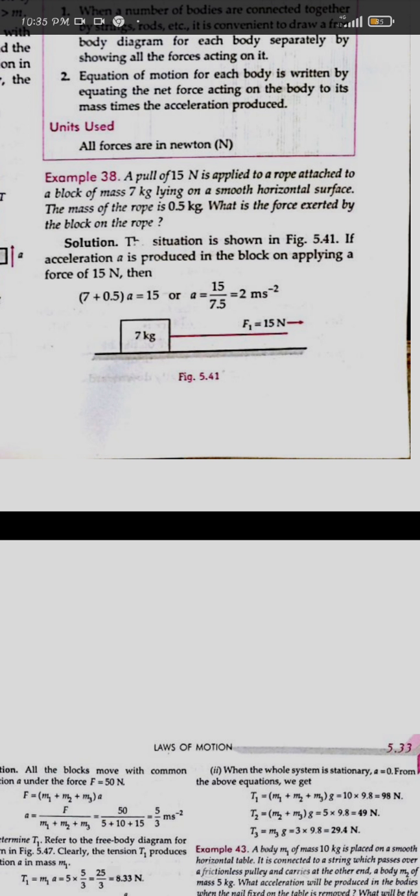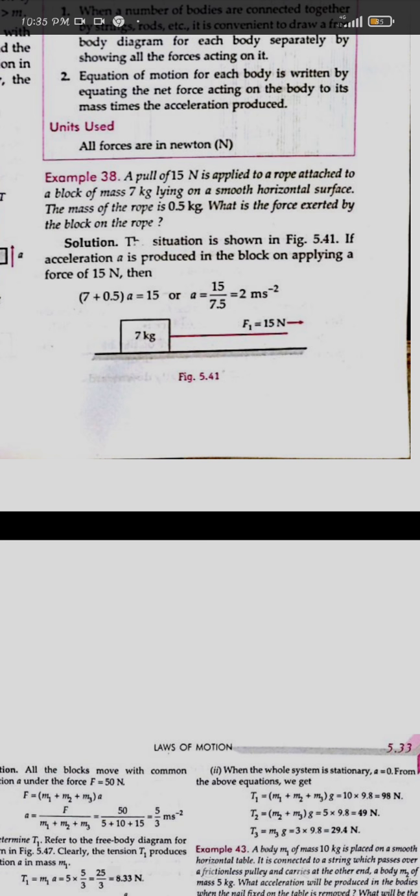See here, first question: a pull of 15 Newton is applied to a rope attached to a block of mass 7 kg lying on a smooth horizontal surface. The mass of the rope is 0.5 kg. What is the force exerted by the block on the rope?